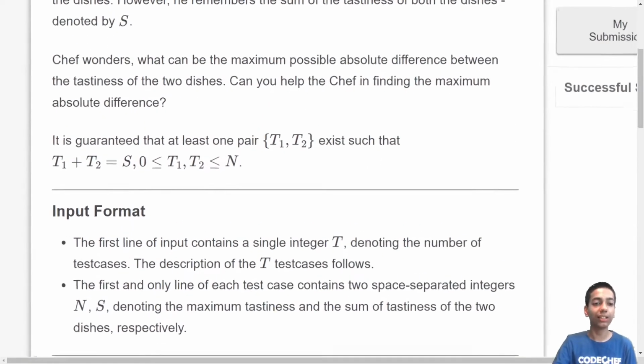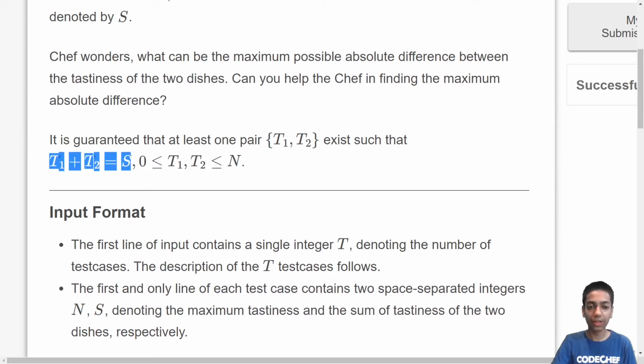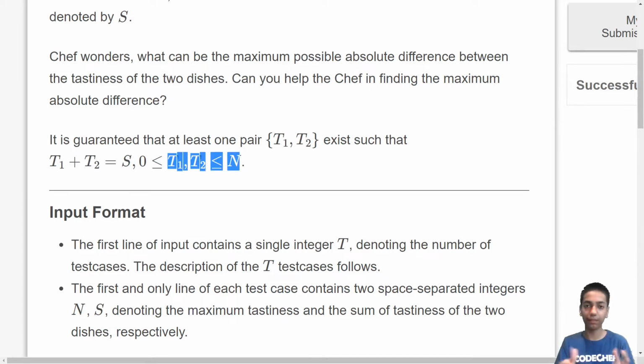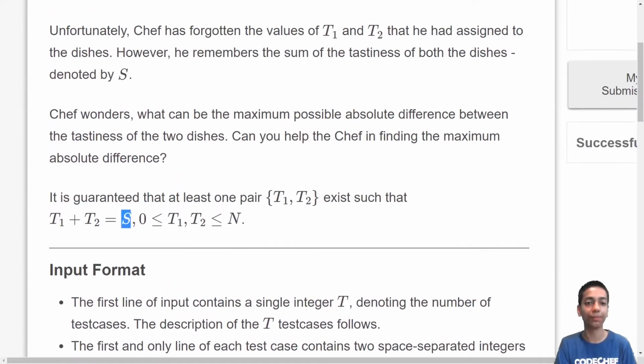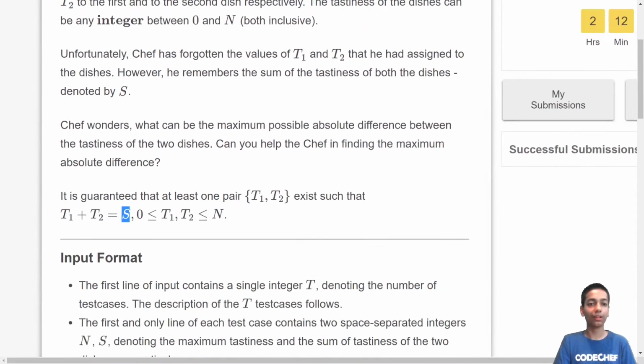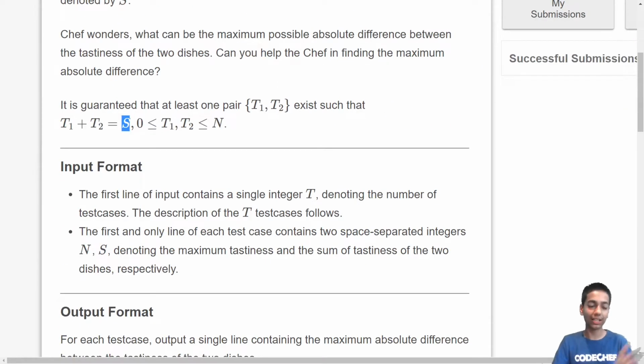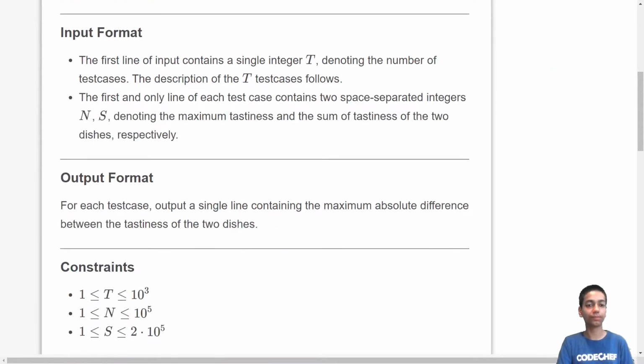Basically, my doubt was that T1 plus T2 should be equal to S, and both of them should be between 0 and N. But what if S is very large? If it's greater than 2N, then even if you take the maximum possible, that's N and N for both, the maximum sum you can get is 2N. So in a way, it's given that S is less than or equal to 2 times N. Great, so we want them to be as distant as possible and follow these two conditions.